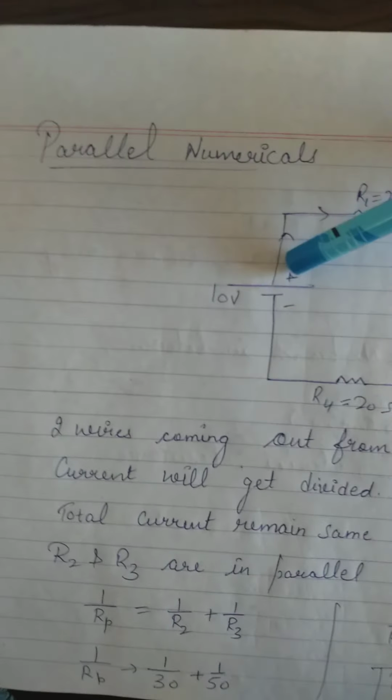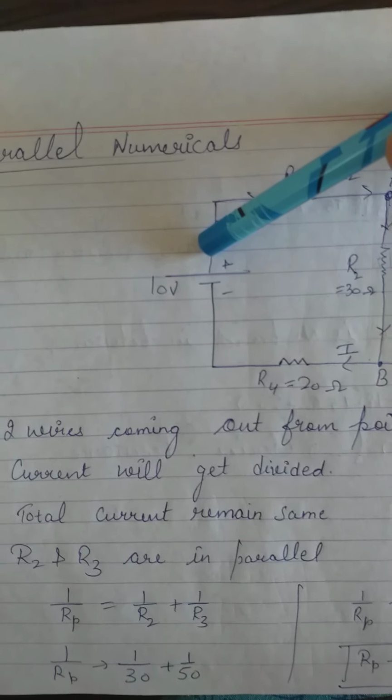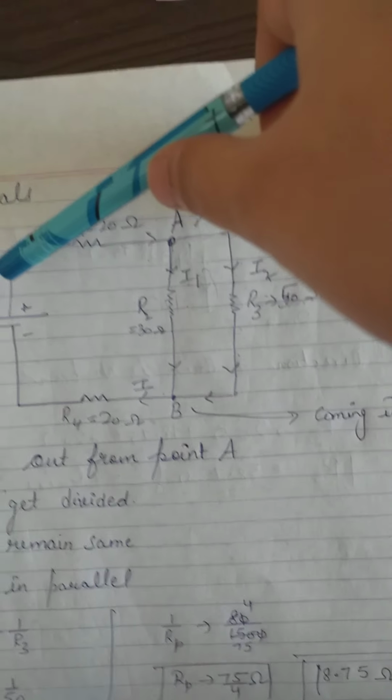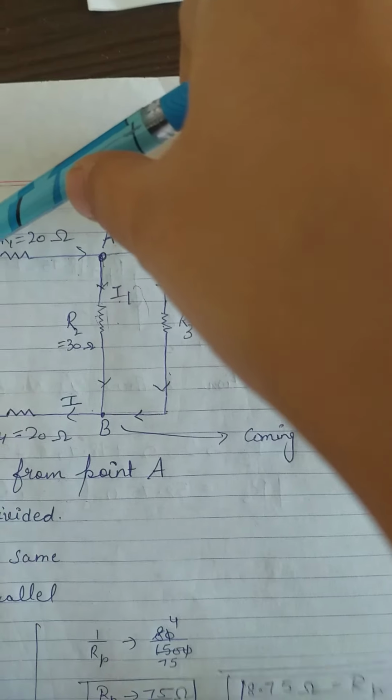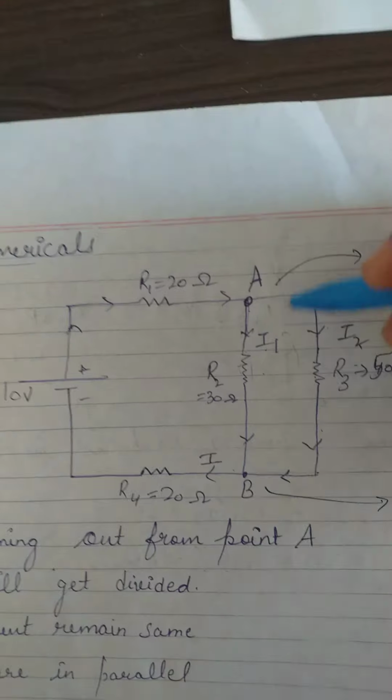You generally have to apply the formula of the parallel circuit. 1 upon Rp is equal to 1 upon R2 plus 1 upon R3. Put the value of R2 and R3, that is 30 and 50. The value of Rp comes out to be 75 upon 4 ohm. The value in decimal is 18.75 ohm. So the resistance of R2 and R3 will come out to be 18.75 ohm.